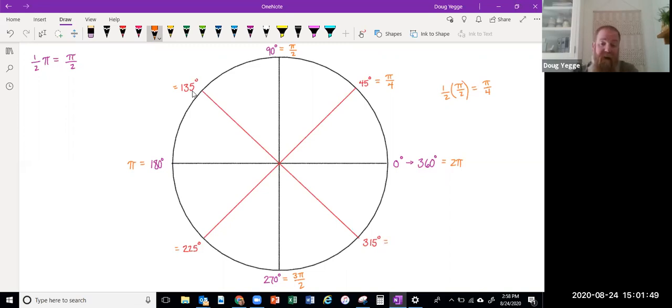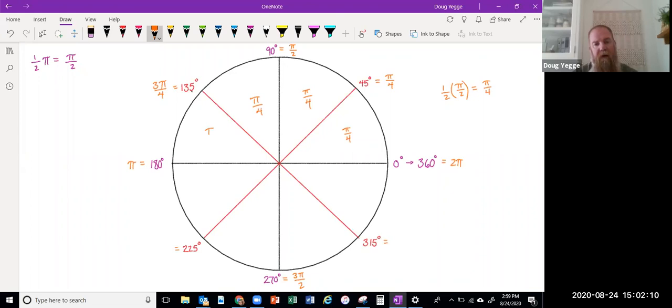Well, let's count again. Since this is pi over 4, and this is pi over 4, we can see they're all the same size, right? They're all the same size. By the time we get around to 135 degrees, we've gone through 3 of those pi over 4s.